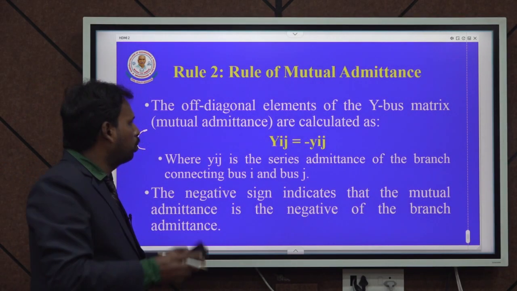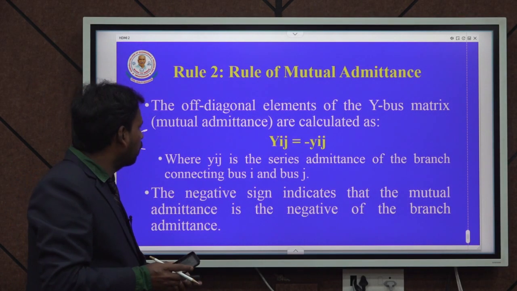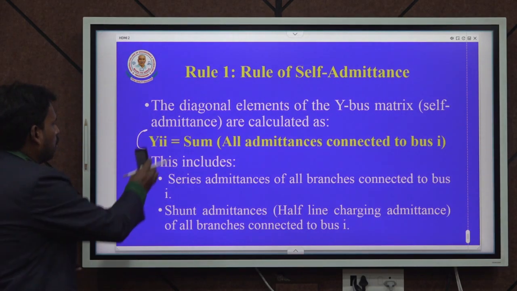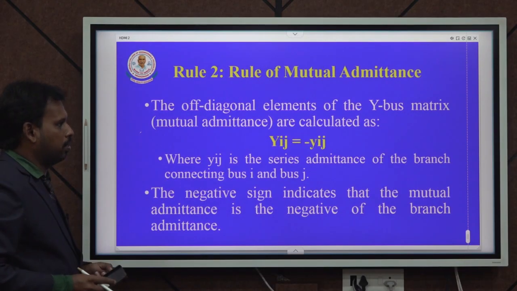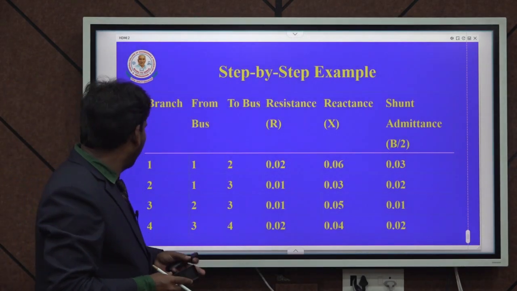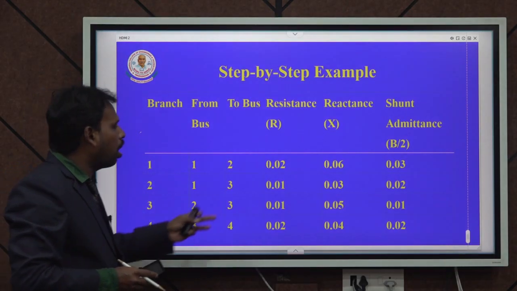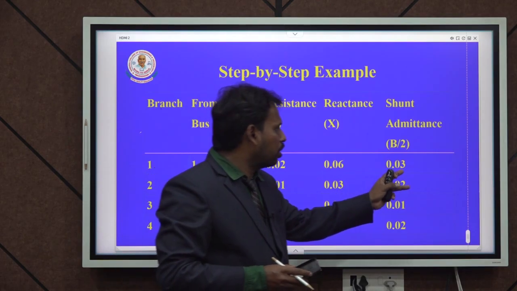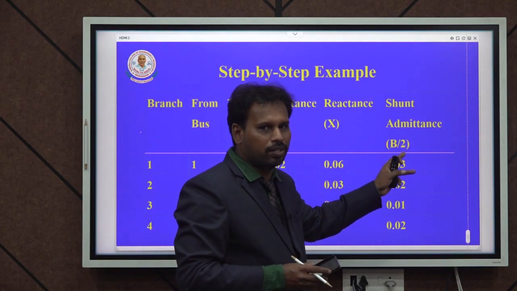So, these are the two rules. The first rule is we are going to calculate self admittance, and the second rule is we are going to calculate mutual admittance. For example, I am going to take one simple example with a 4 bus system having the R value and reactance value with half line charging admittance. Here they provided half line charging admittance.